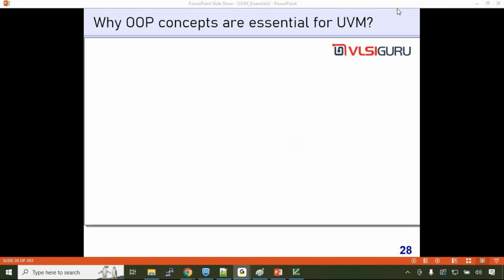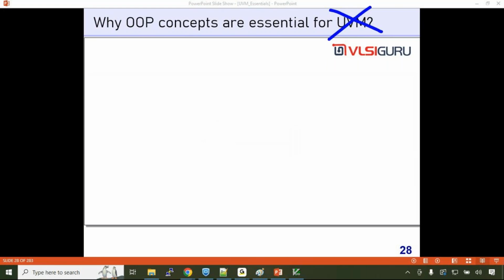All those concepts are essential for UVM to work efficiently. Let's say static properties and static methods are not there. You know what is static, right? You access through scope resolution. You can access even without creating the object, directly on the class name. If that concept is not there, then UVM would not be possible. I mean, UVM will be only 10% efficient.